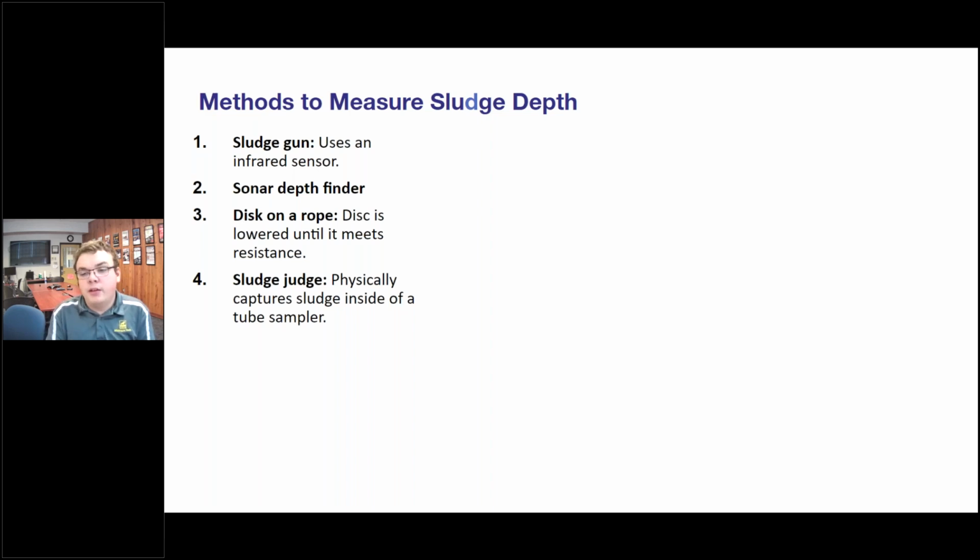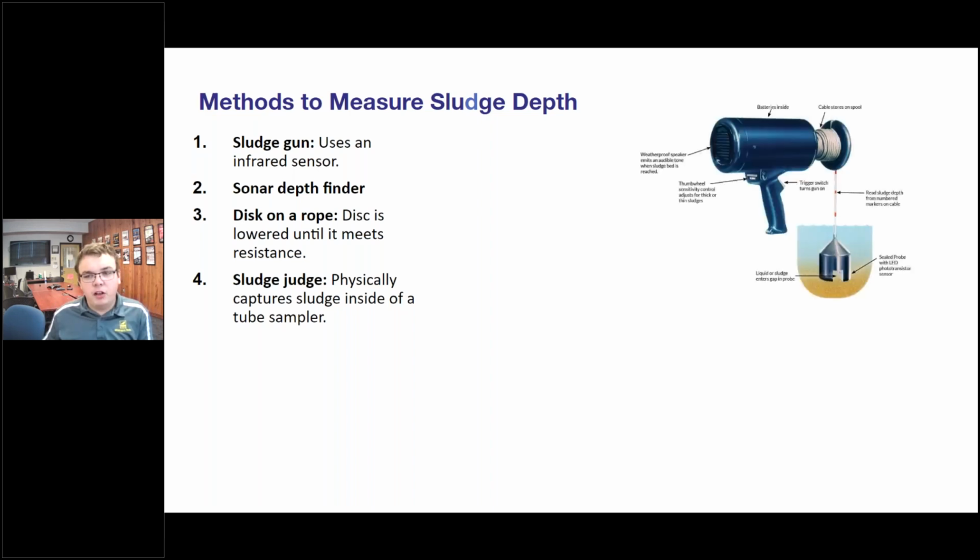So what are some different ways that exist to measure that sludge depth? First is a sludge gun, which is an infrared sensor, or that's a sensor on a rope basically. You pull a trigger and it's just going to continually let out cable until it hits that top of the sludge layer and stops. And then you can read the depth off of the cable itself.